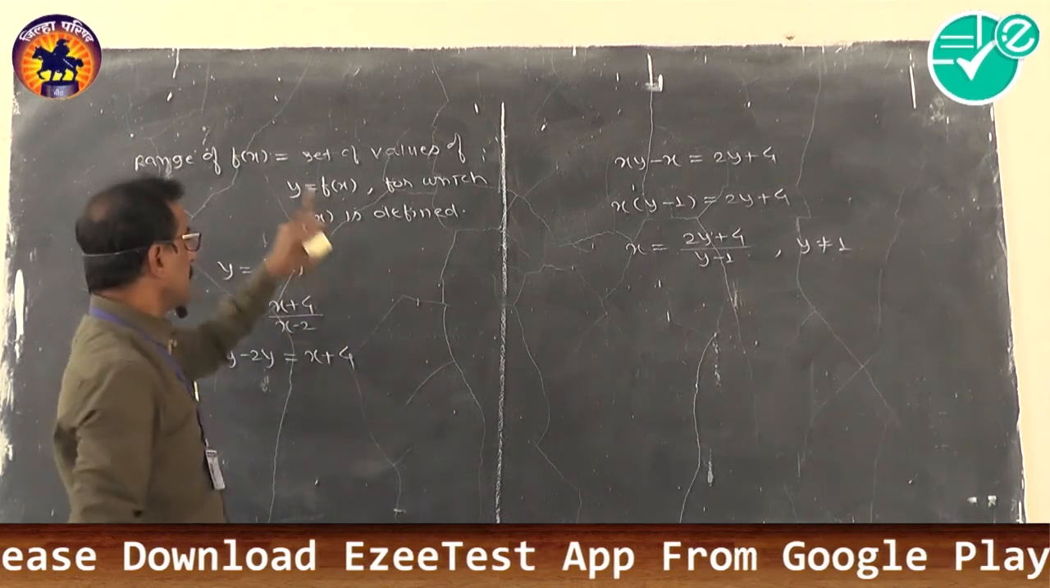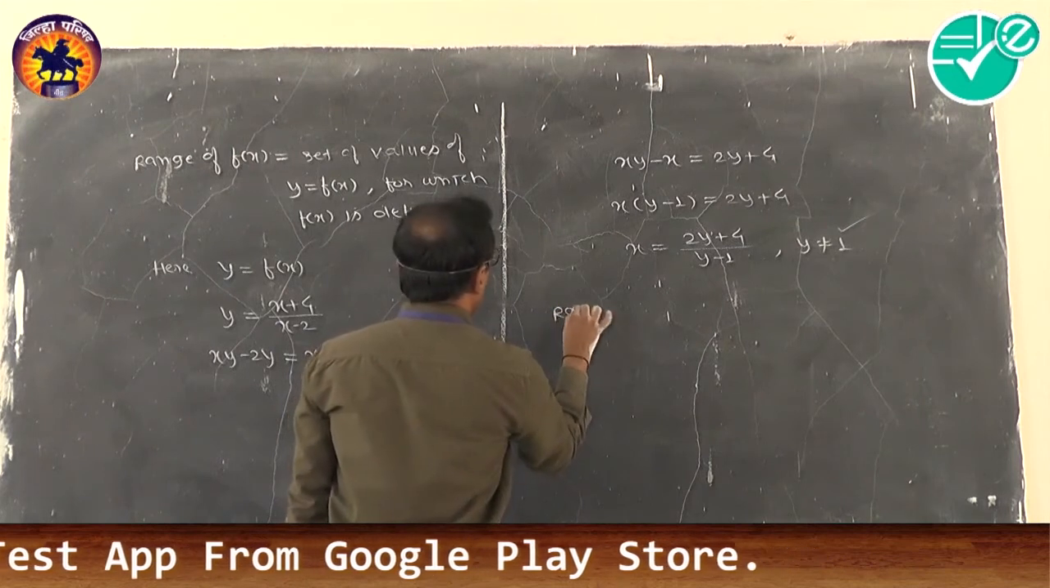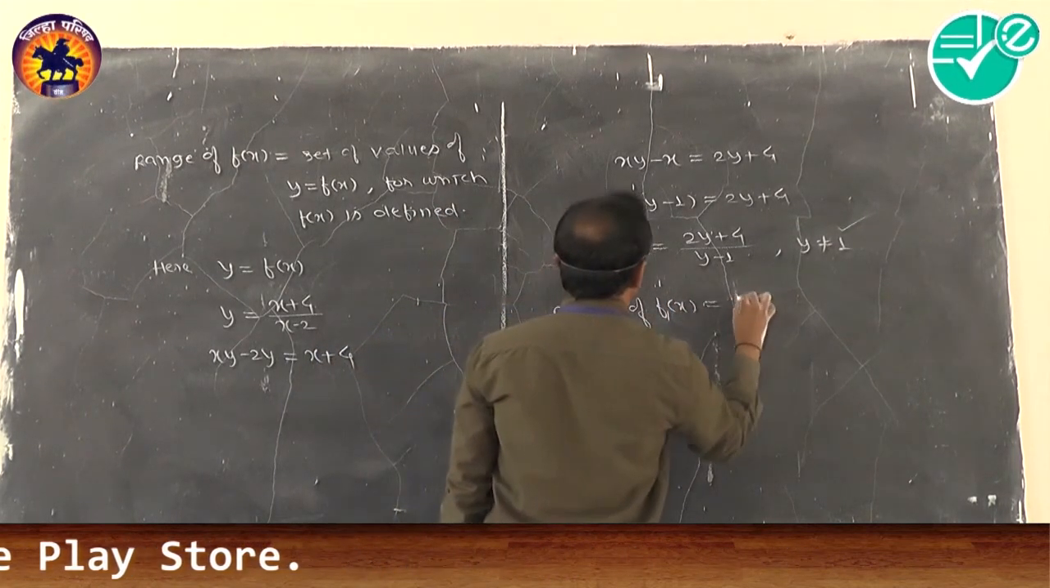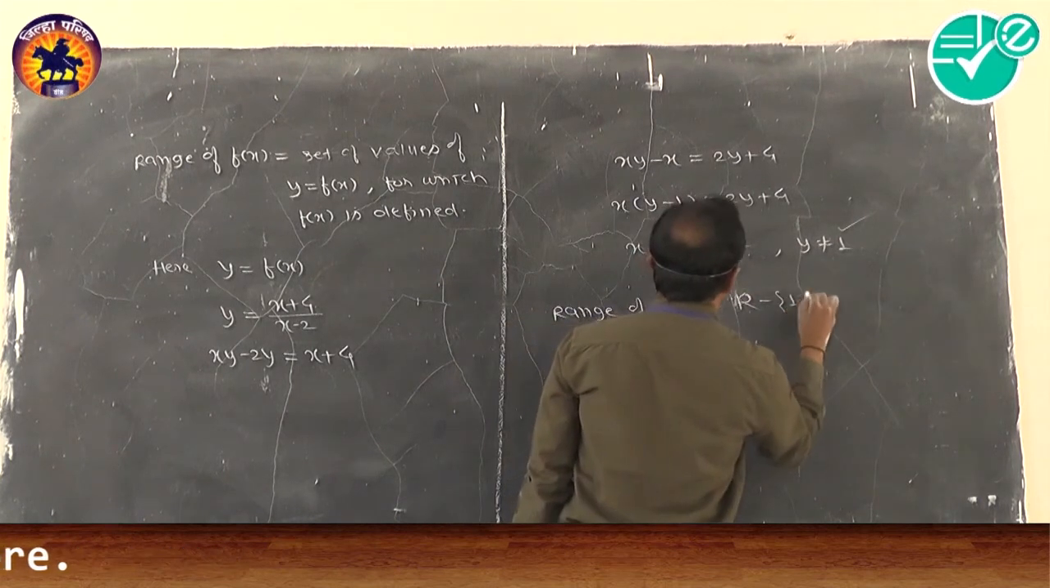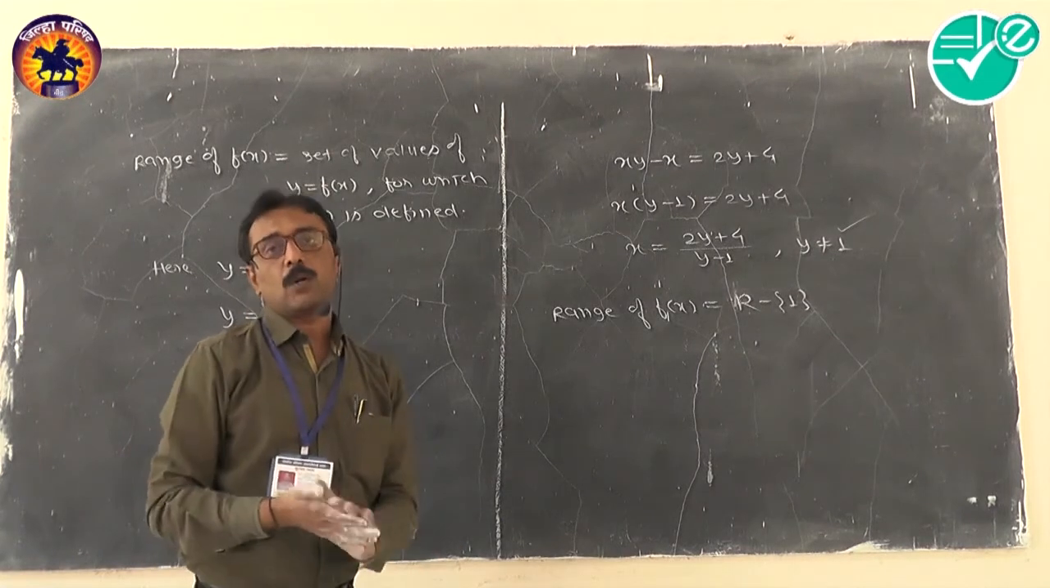Domain means values of x and range means values of y. Which values are not allowed here? 1. So we have a clear-cut answer: the range of f of x is all real numbers excluding just 1. This matter is completed but the chapter is not closed.